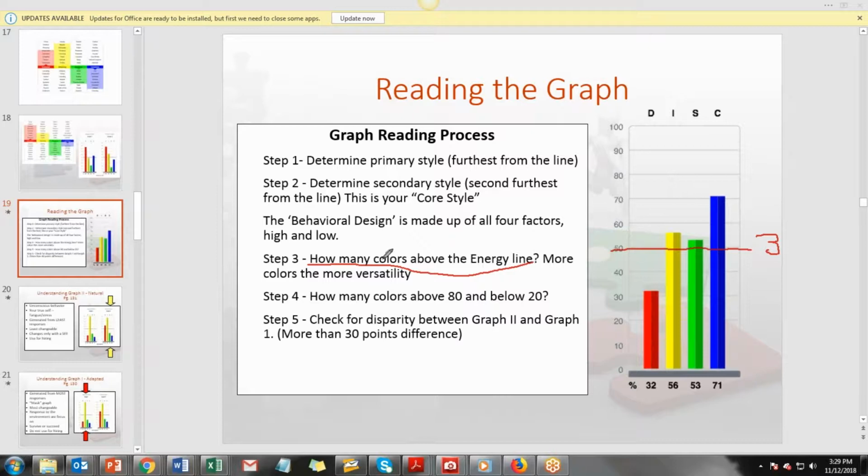The only time you will sometimes see what we call an unusual graph is where all four colors are very, very close to the energy line, but not significantly above or below.